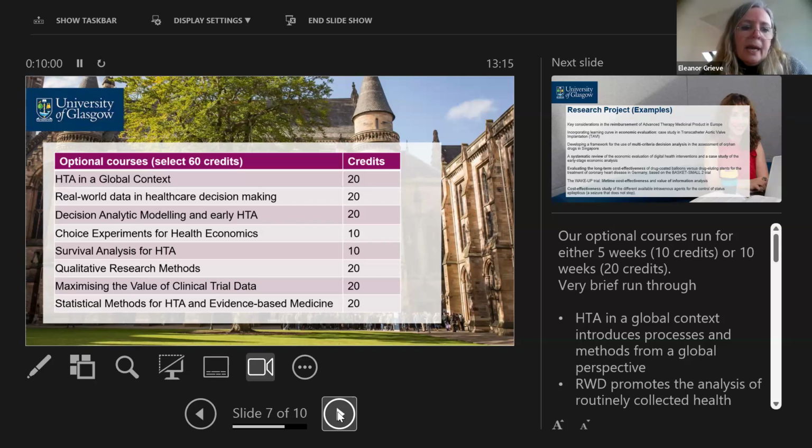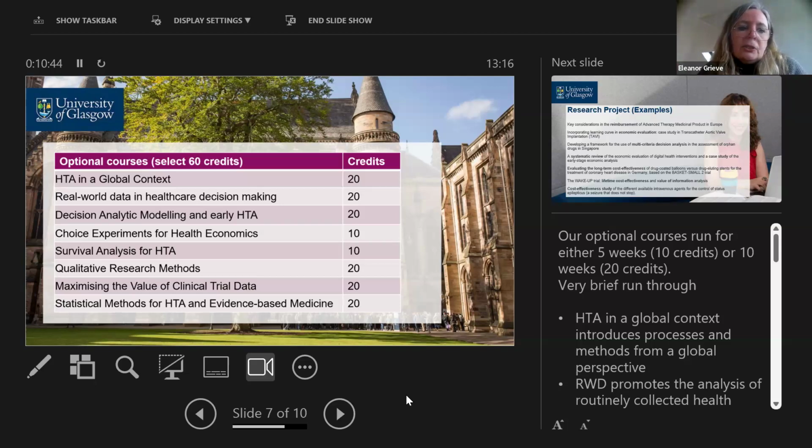Decision analytic modeling and early HTA. So decision modeling is a key skill to use in HTA, and we put this in the context of early HTA, where HTA can be done at an early stage of an intervention. So it's not about doing an evaluation after the intervention's been rolled out. We can use early HTA to inform product design of technologies. It's usually around devices and med tech. So that's another option.